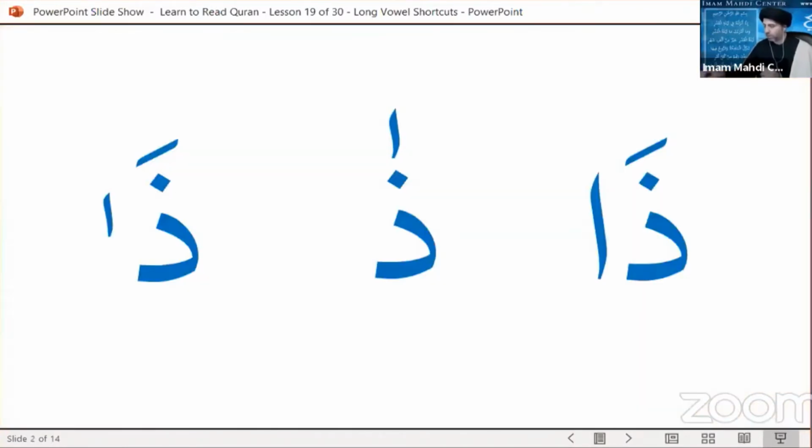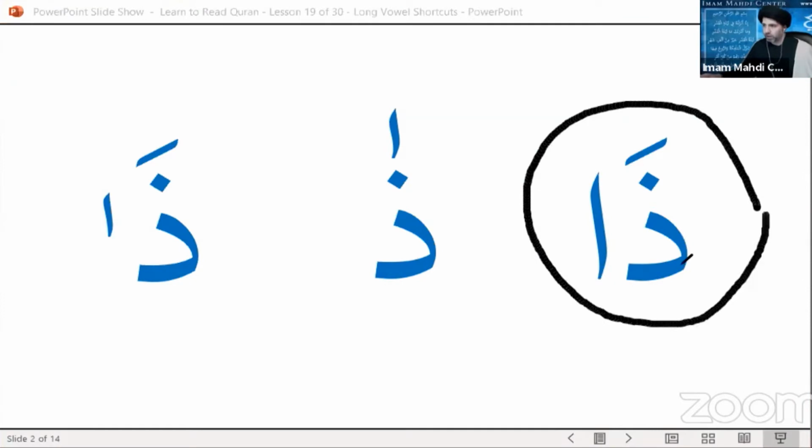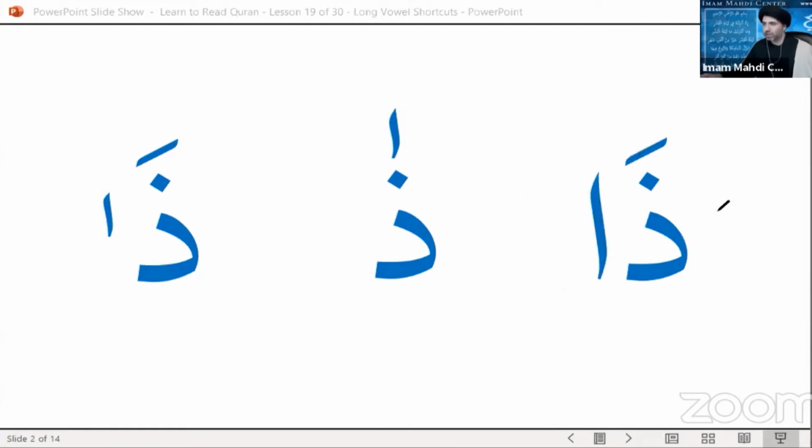So for example, we have here, this was one of the long vowels that we learned. This is the letter dal, and what does it have? It has a fatha and it has an alif. So the way that we pronounce this is da. This is the letter dal, and the long vowel sound on it is a. So we say da.